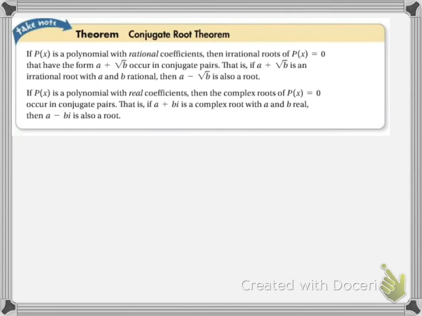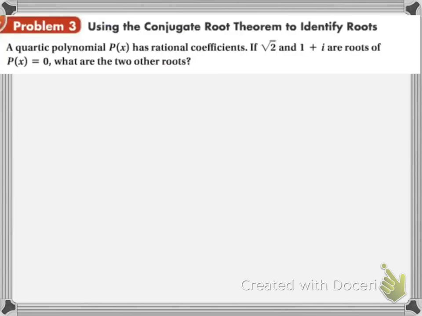And the same thing, a plus bi has to have a complex root of a minus bi to be able to be roots, because if it's there, the i's got to disappear somehow. Same thing with the radical, it's got to disappear.